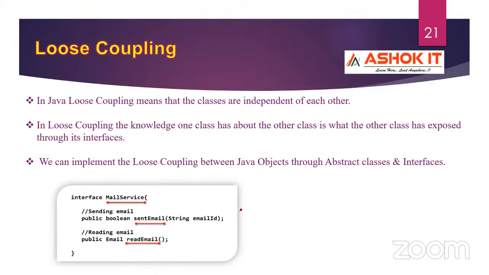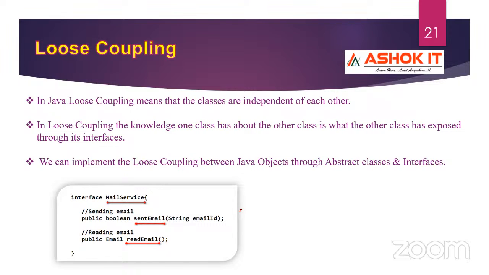So for example, guys, for the same kind of functionality, the mail service was a class earlier, but now the mail service becomes an interface. The mail service interface contains two methods. One method is useful for sending emails. Another method is for reading the emails. Understood, guys? Everybody?